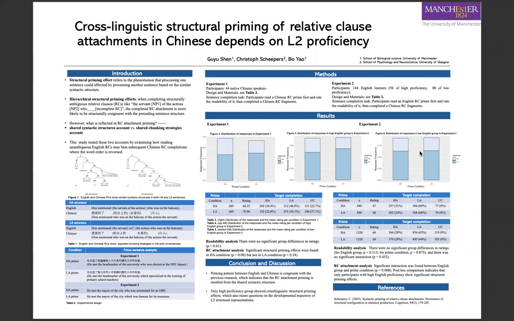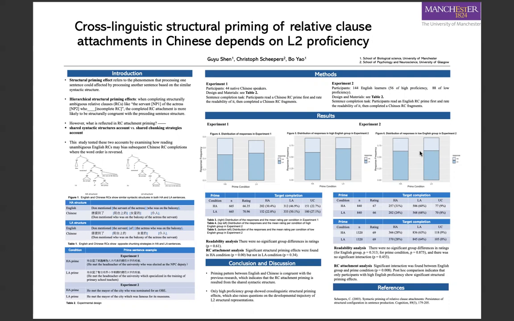I'm going to talk about the research about the relative clause attachment priming between English and Chinese. The structural priming effect refers to a phenomenon that processing one sentence can be affected by another based on a similar syntactic structure. And recent research found the structural priming also exists in ambiguous relative clauses. However, we don't know whether this relative clause structure priming effect reflects a shared syntactic structure or just a shared chunking strategy.